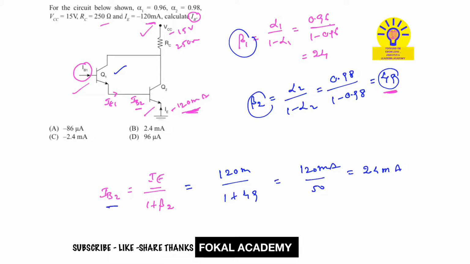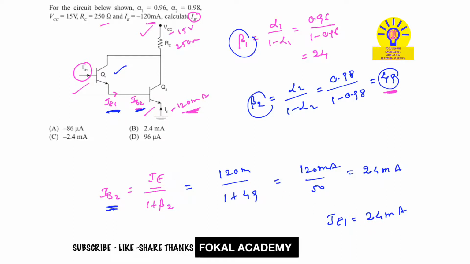So we know that IB2 is nothing but the emitter current IE1. So IB2 is equal to IE1, and we got IE1 equal to 2.4 milliamperes. Now use the same formula for finding the IB1 value. Here IE1 is 2.4 milliamperes, which we got.